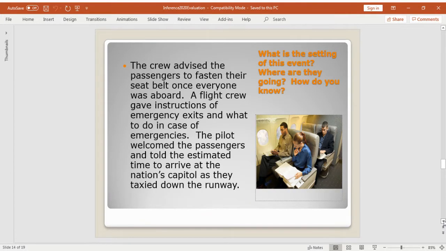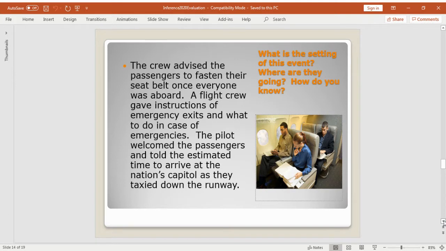What is the setting of this event? Where are they going? And how do you know it? Well, let's look at some clues. What is the setting? I have several clues in my passage. They fastened their seatbelt, and the flight crew gave emergency exit instructions. Based on these clues and looking at your passage, where are they? If you said that they are on a plane, great job. Give yourself a pat on the shoulder.